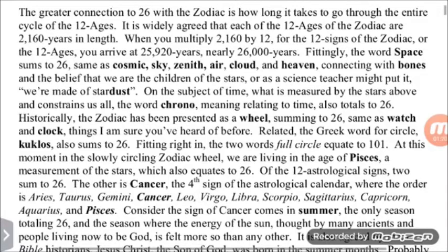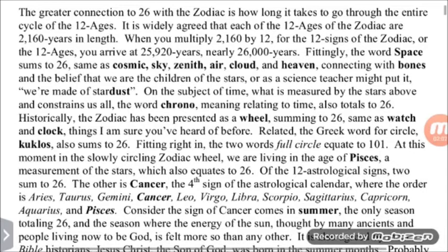Historically, the zodiac has been presented as a wheel, summing to 26, same as watch and clock, things I'm sure you've heard of before. Related, the Greek word for circle, kuklos, also sums to 26, fitting right in. The two words full circle equate to 101. At this moment, in the slowly circling zodiac wheel, we are living in the age of Pisces, a measurement of the stars, which also equates to 26.